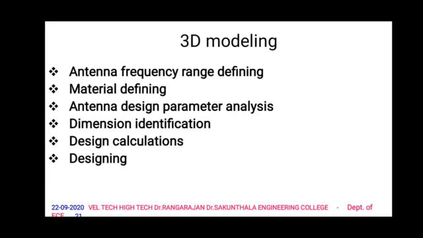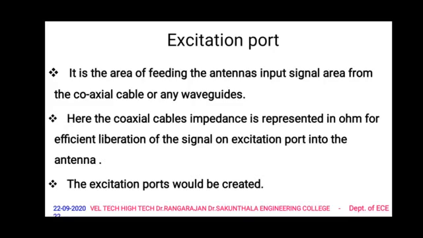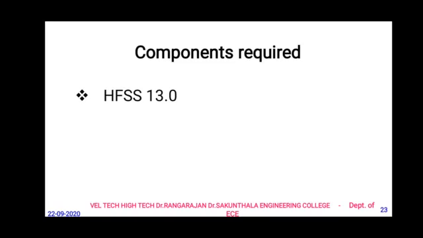3D modeling. Antenna frequency range defining, material defining, antenna design parameter analysis, dimension identification, design calculation, designing. Excitation port. It is the area of feeding the antenna input signal from a coaxial cable or any waveguide. Coaxial cable impedance is represented in ohms. The excitation port is created and the signal is fed through the excitation port into the antenna.